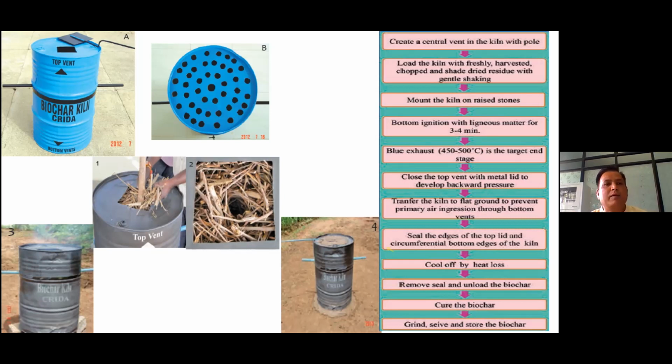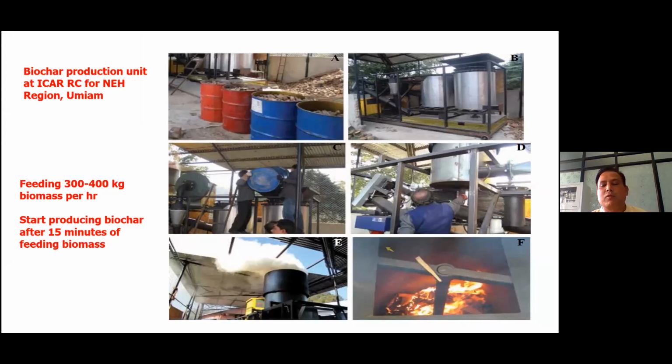Then here in our ICAR research complex for Northeastern Hill region, we have an automatic biochar production unit, where we can feed around 300 to 400 kilogram biomass per hour. And after feeding, we can get the produce within 15 minutes. This is the whole automatic system.